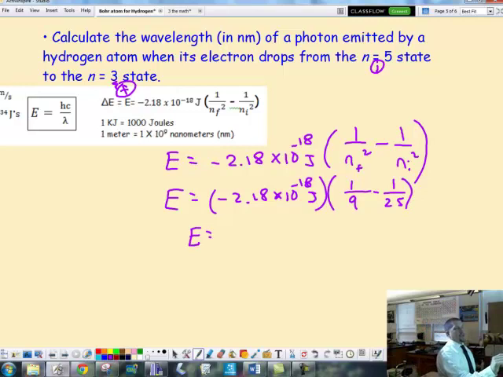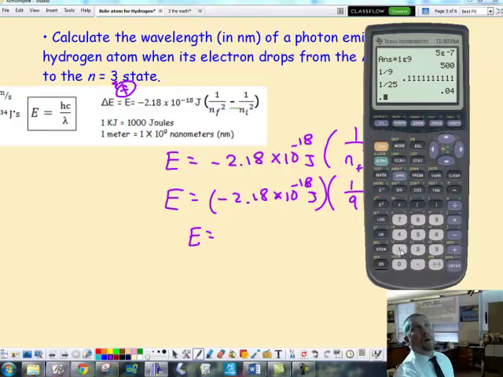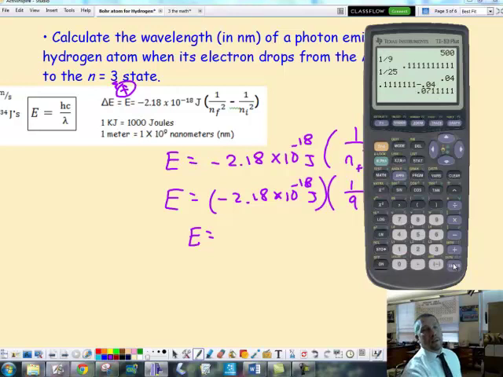So the energy is equal to, we just solve. We have fractions there, but we could just make them decimals. Let me get my calculator back. So 1 divided by 9, 1 divided by 25, 0.111111 minus 0.04 times 2.18 times 10 to the negative 18.